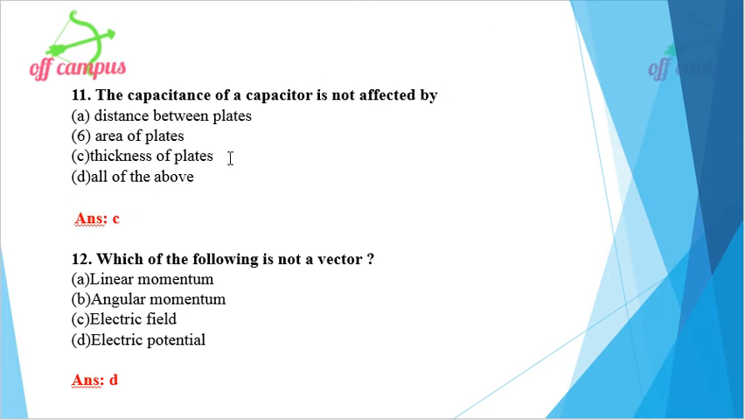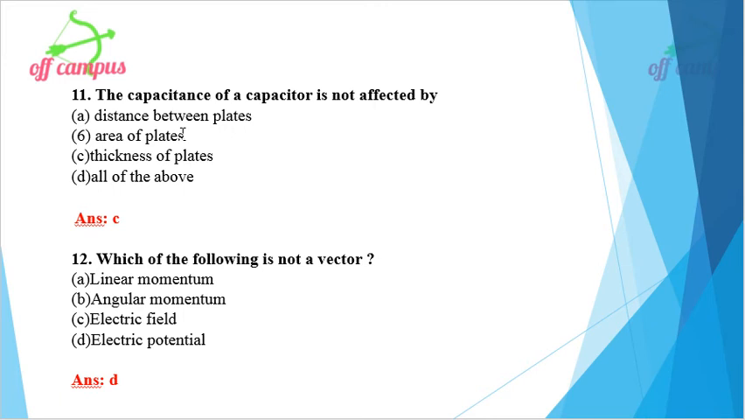How? What is the capacitor formula? C equal to epsilon A by D. What is epsilon? It is a permittivity. A is nothing but area of the plate. So, it is affected by area of plates, depends on the area of the plate. What is D? Epsilon A by D, in the denominator D.